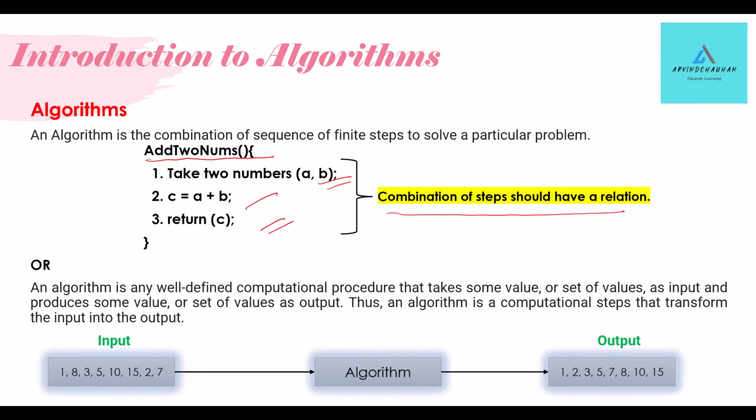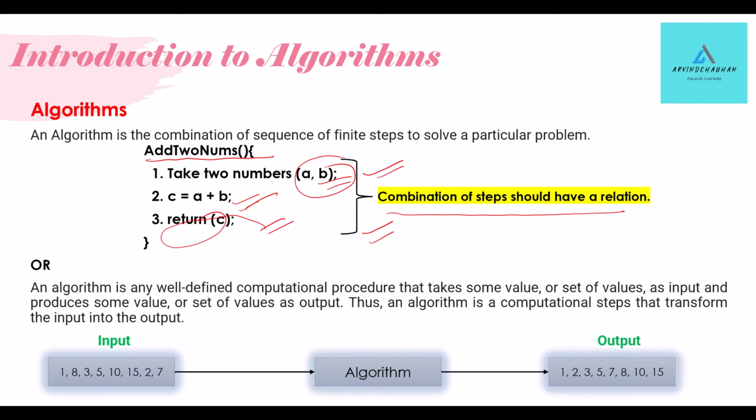Okay, so what does it mean? First you have taken two numbers A and B, right? Then you are storing the A plus B result into C, and finally you are returning the result of C. You cannot do it in that way, where you have taken two numbers A and B and you are returning the result of C. So every combination of two steps should have a relationship, right? First you have to take numbers A and B, then after that you can store the A plus B result into C, and finally when you have the result of C, then you can return the value of C.